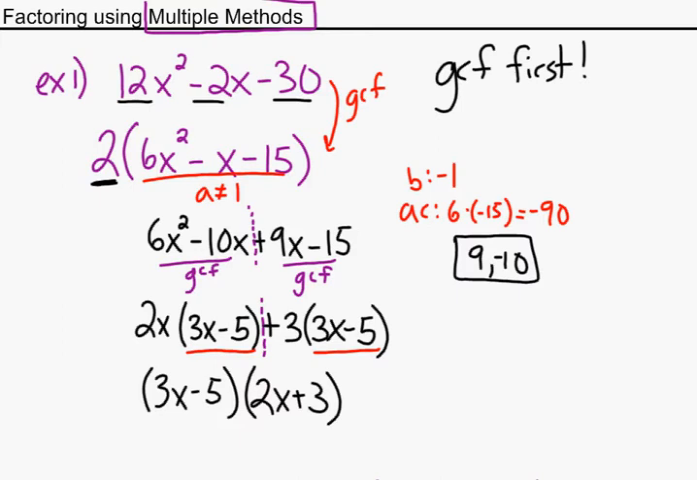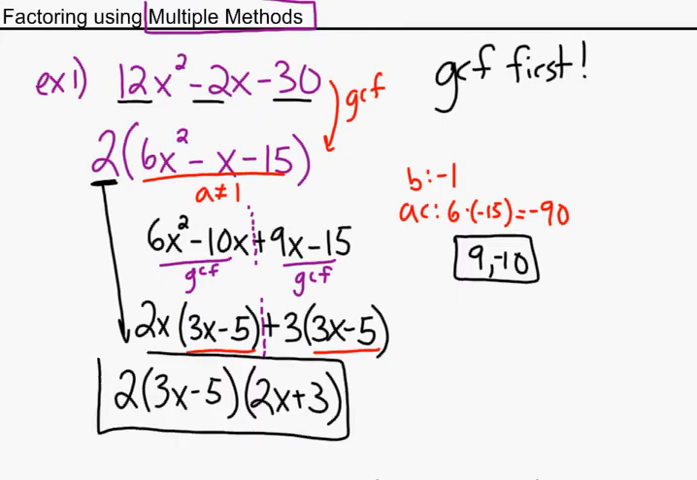But you can't forget, I still had a GCF out front that I have to bring down in order to complete my problem. So my final answer is 2 times 3x minus 5 times 2x plus 3. Without any one of those pieces, it would not FOIL out to my original problem.